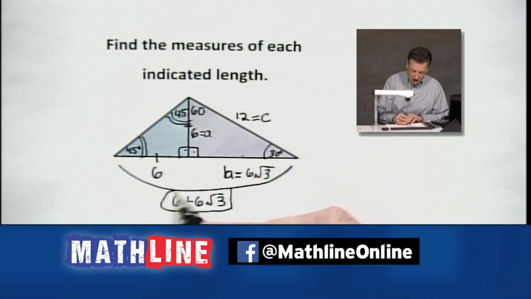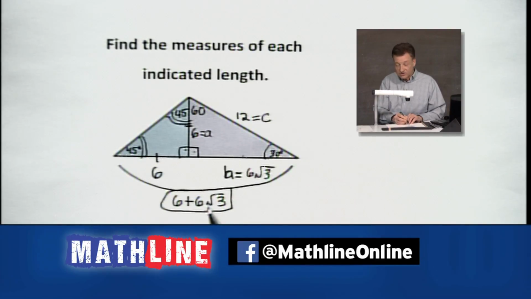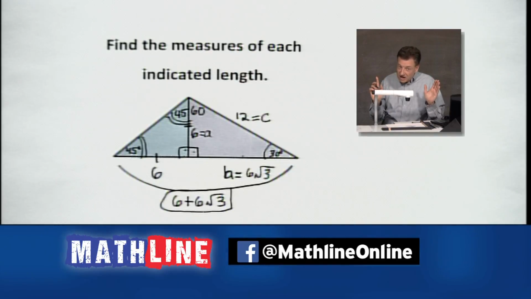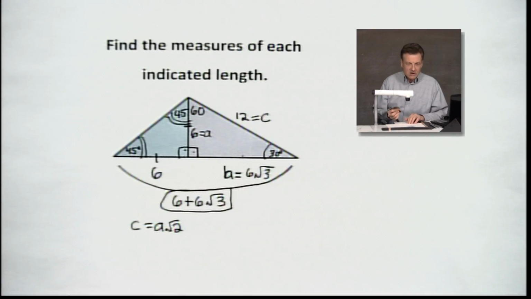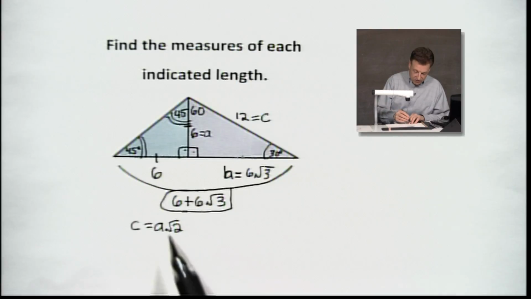And folks, caution, those are not like radicals. I mean, there's not even a radical on that 6. Just because you have 2 6s does not give you 12. This gives you 6 plus 6 square roots of 3, done. Now, quick rule. What goes on in this side here? How about it? C equals A times the square root of 2.